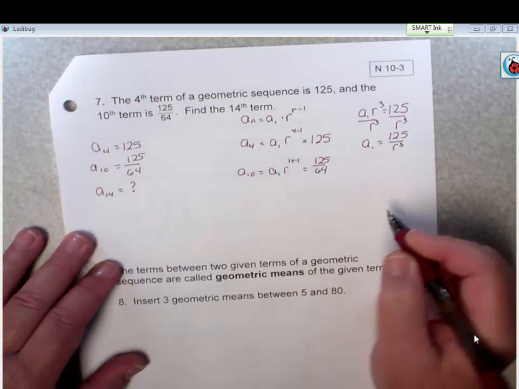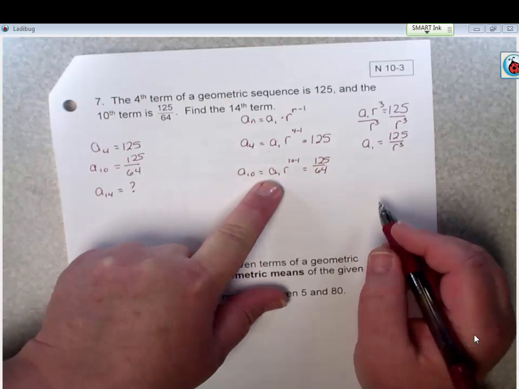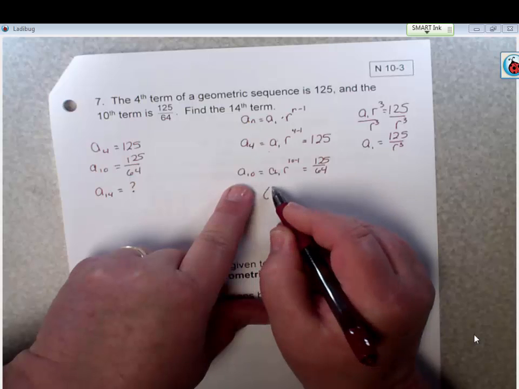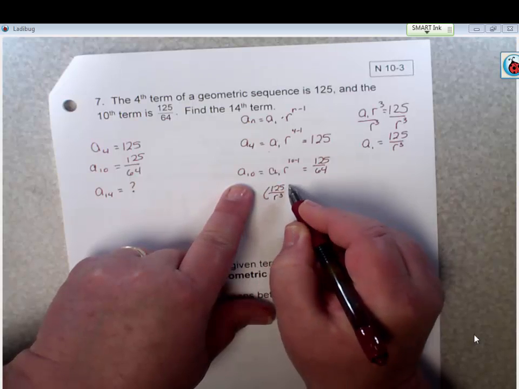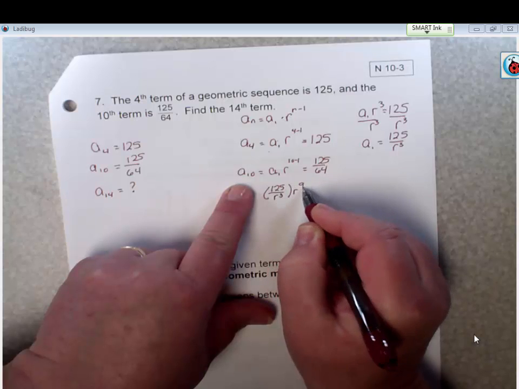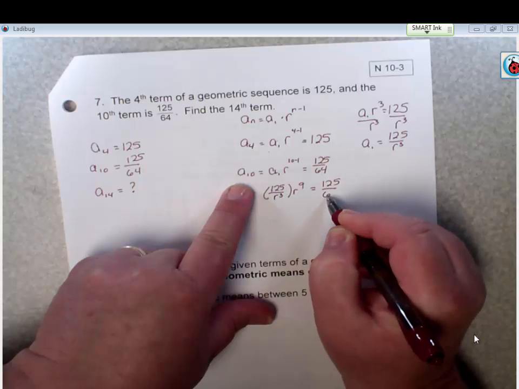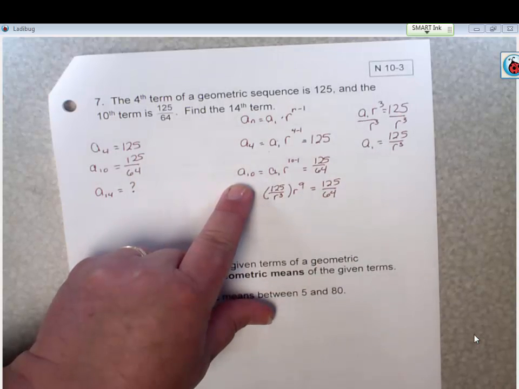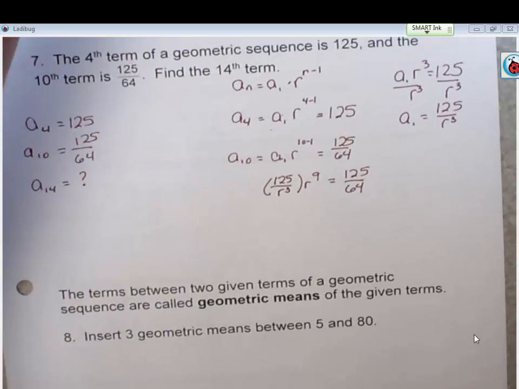Then I could substitute that in here in this equation, right? So I would have 125 over r to the third times r to the ninth equals 125 over 64. Everybody okay with that? Come a little closer.